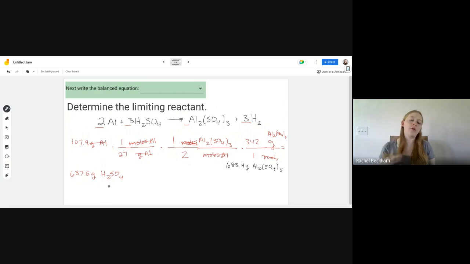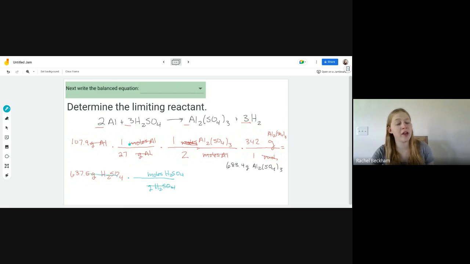So we did that for the aluminum. Now we have to do it for the H2SO4. And I'll explain everything in a minute. I'll do a different color this time to make things different. So again, we need to go all the way over. So we need moles of H2SO4 to be on top and grams of H2SO4 to be on bottom so that they cancel out like this.